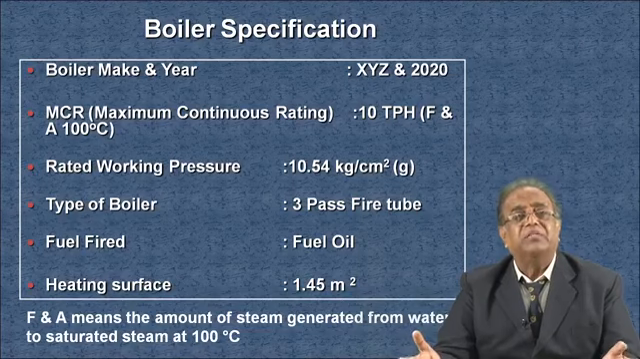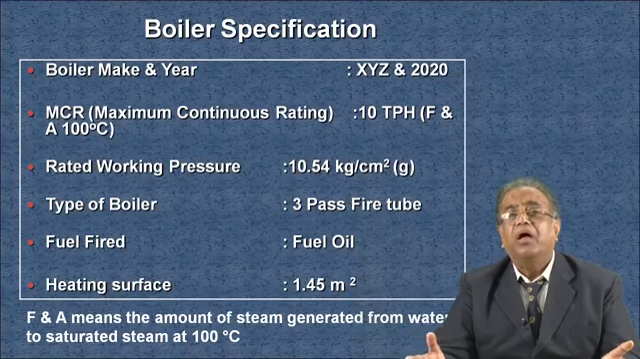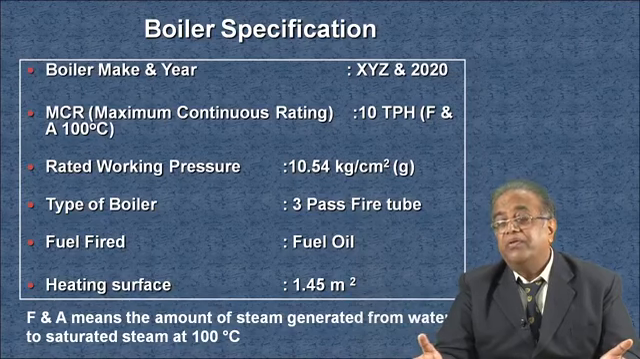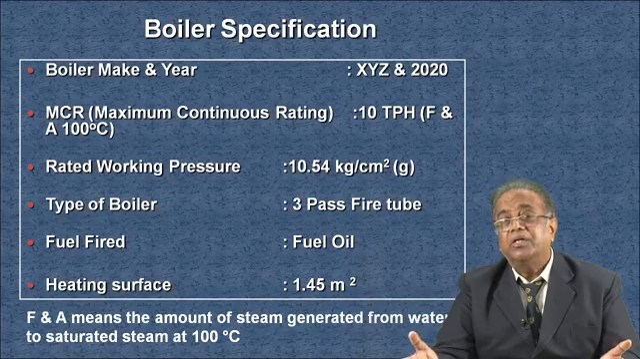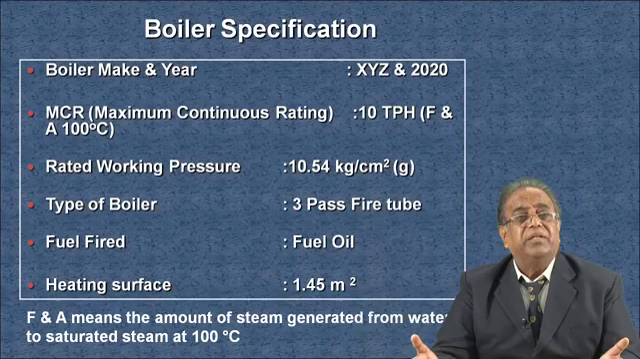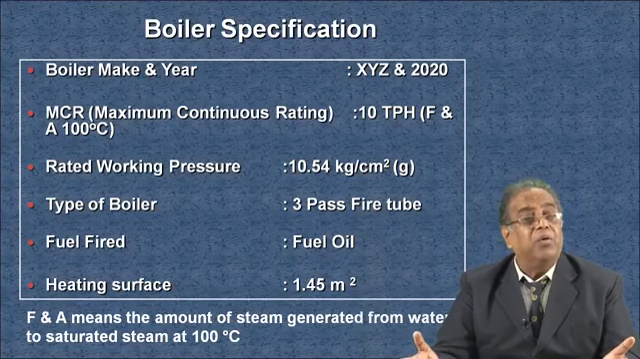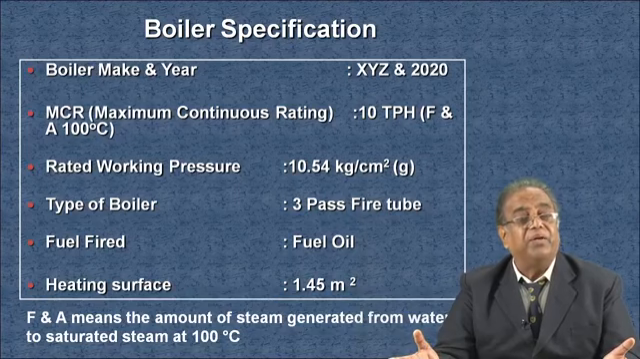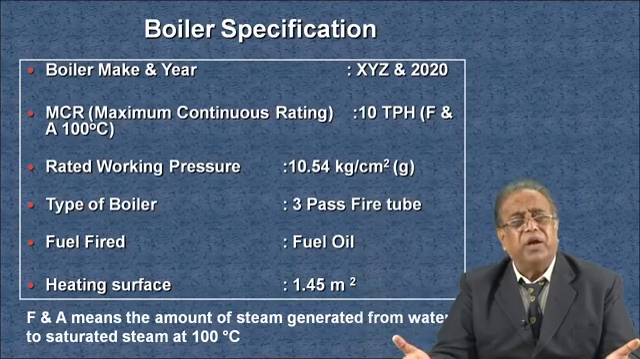MCR, we call it maximum continuous rating. That is defined as, for a particular case, 10 TPH, that is 10 ton per hour, at which the steam we are getting continuously from the boiler. F and A, that is 100 degrees centigrade. So F and A means the amount of steam generated from water at 100 degrees centigrade to saturated steam at 100 degrees centigrade.